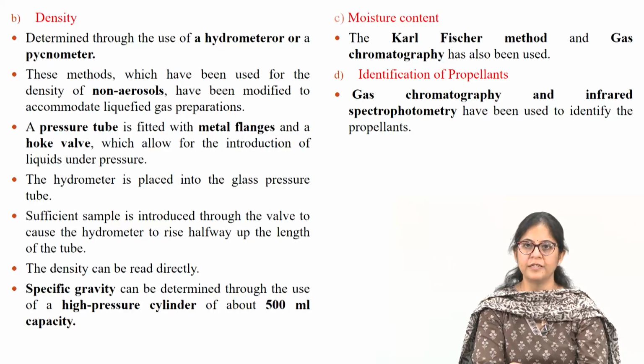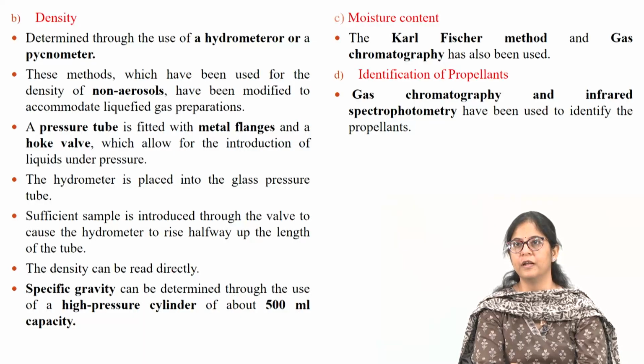The specific gravity can be determined through the use of a high pressure cylinder of about 500 milliliter capacity. The moisture content can be measured by the Karl Fischer method and gas chromatography. The propellants can also be identified by gas chromatography and infrared spectrophotometry.